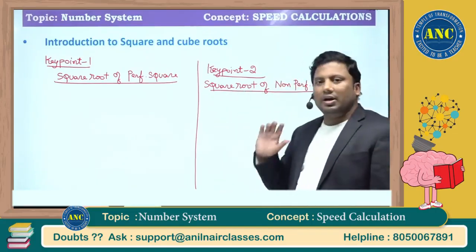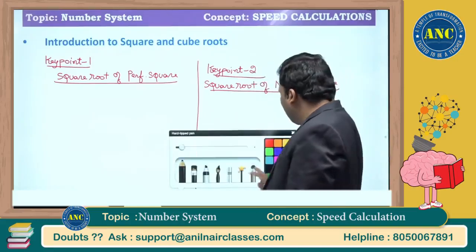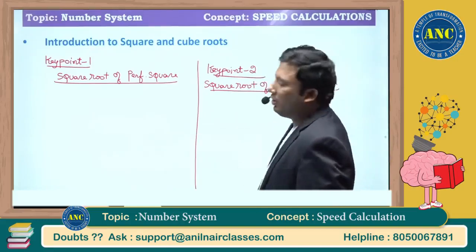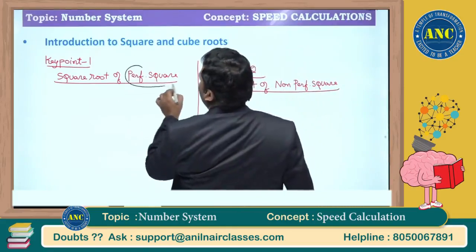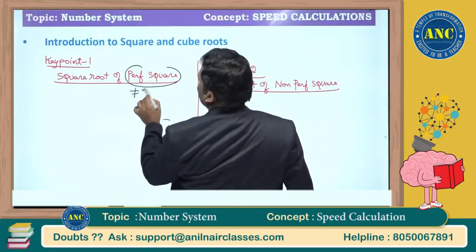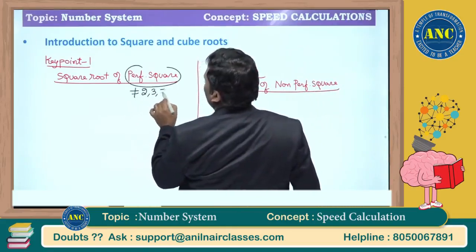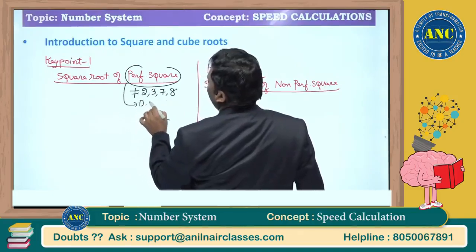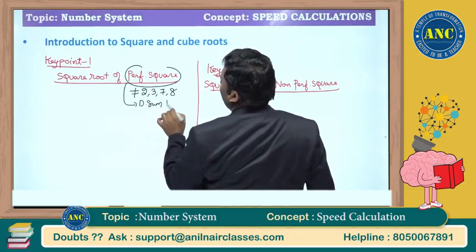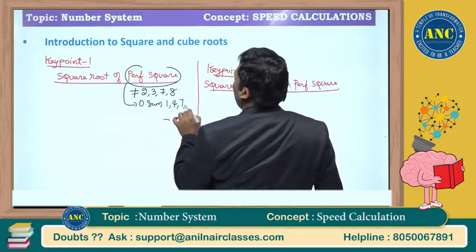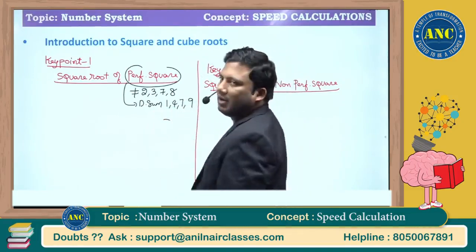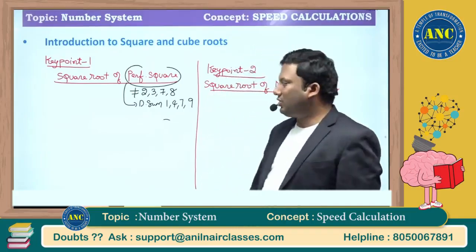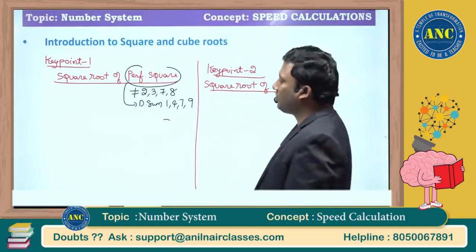Key point 1 and key point 2. What are the most important concepts with respect to a perfect square? A perfect square never ends with 2, 3, 7 or 8. And the next important point: if the number is a perfect square, the digital sum is always 1, 4, 7 or 9.